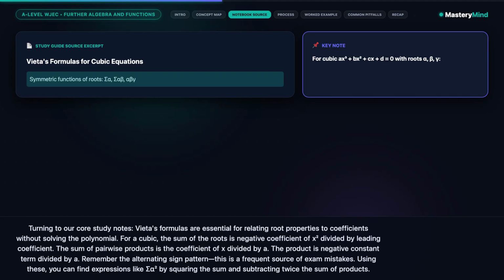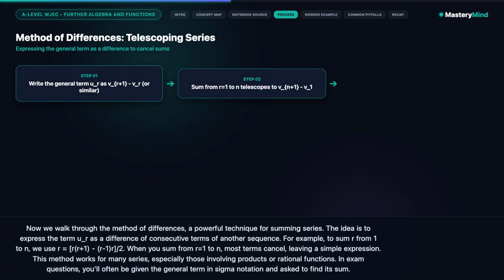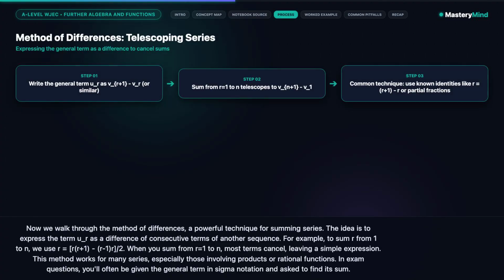Using these, you can find expressions like the sum of squares of the roots by squaring the sum and subtracting twice the sum of products. Now we walk through the method of differences, a powerful technique for summing series. The idea is to express the term u_r as a difference of consecutive terms of another sequence.